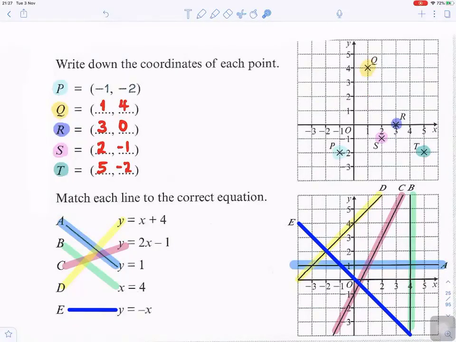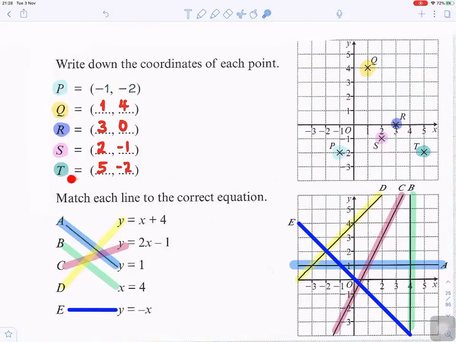Point R, 3 to the right and 0 movement. 3 to the right: 1, 2, 3. That's point R there. Point S, 2 to the right and -1 down. 2 to the right and -1 down. That's point S.